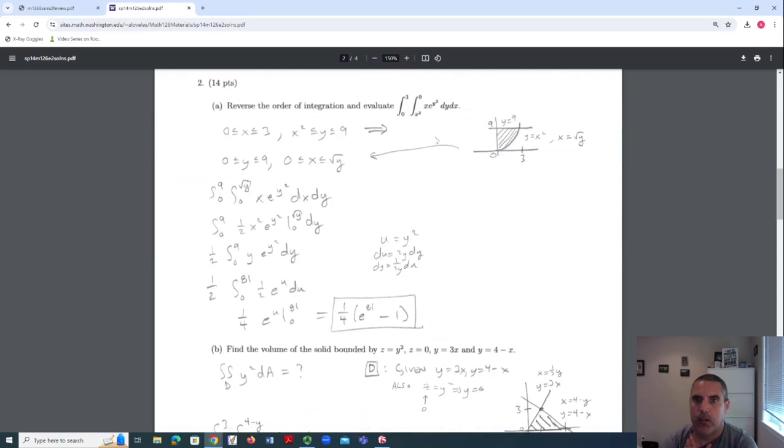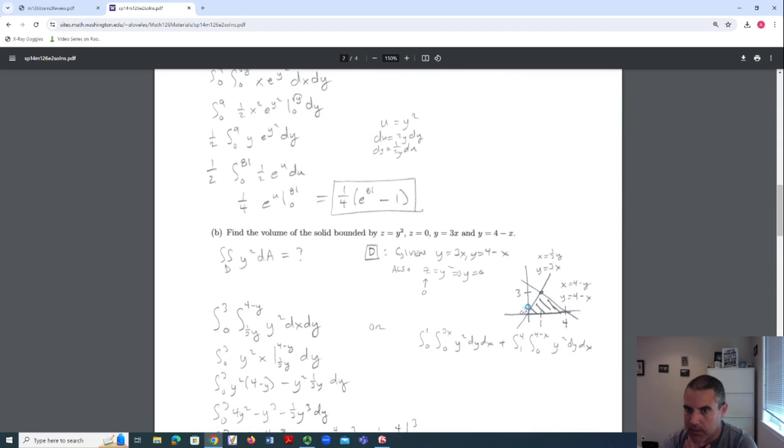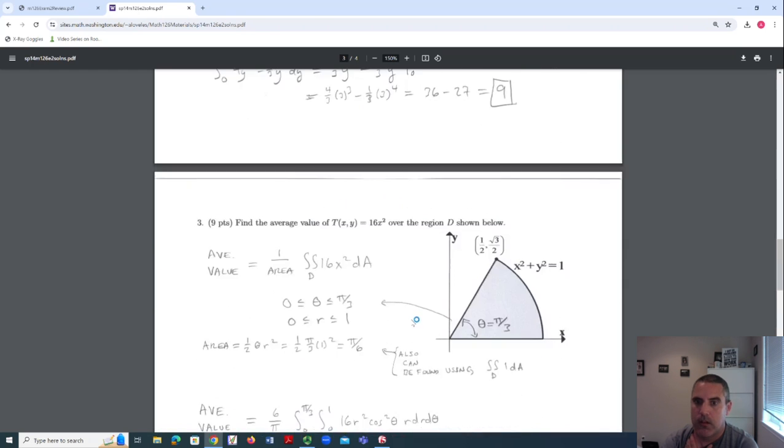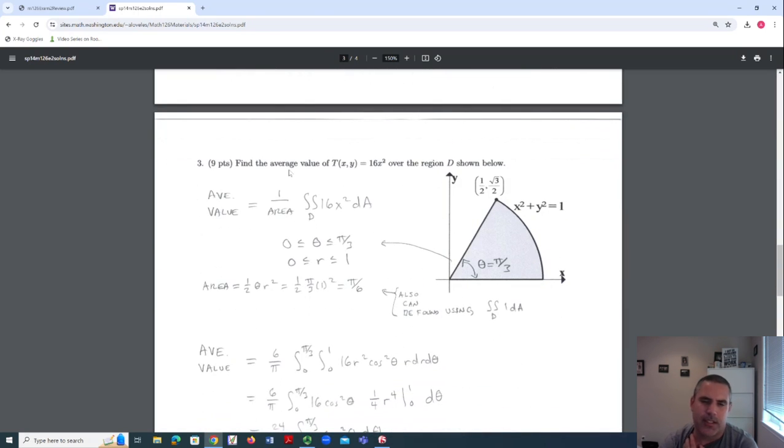Let's keep going. Okay, this is about drawing this region and knowing how to take this region and give those bounds. This I won't ask. It's an average value question. We don't have that in the homework anymore, but ultimately it was about understanding the region and finding the appropriate bounds. It's a polar question.